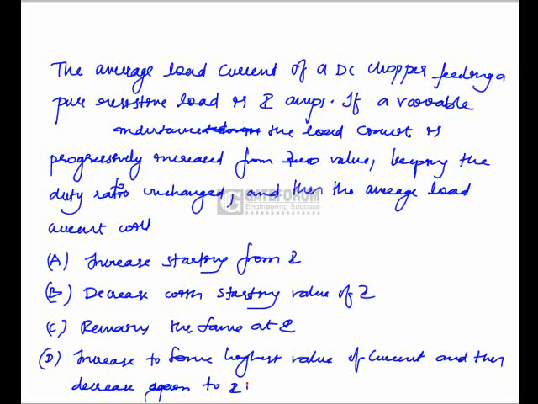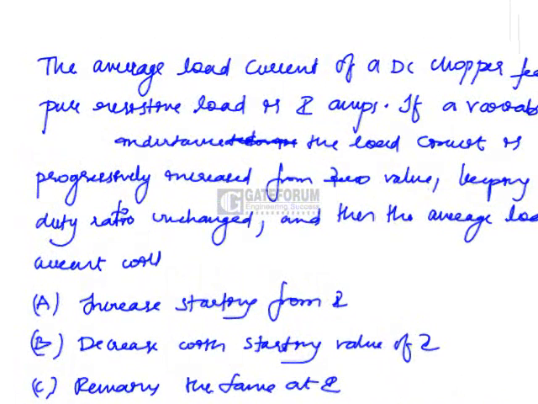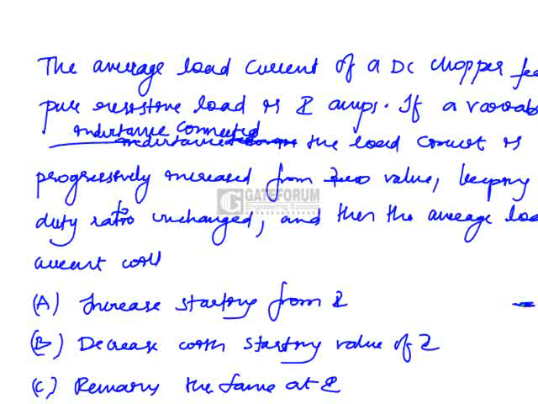Current of a DC chopper feeding a pure resistive load is I amperes. Okay, if a variable inductance is connected in the load circuit, this is variable inductance connected in the load circuit. Now, what happens to the average load current, we have to find.